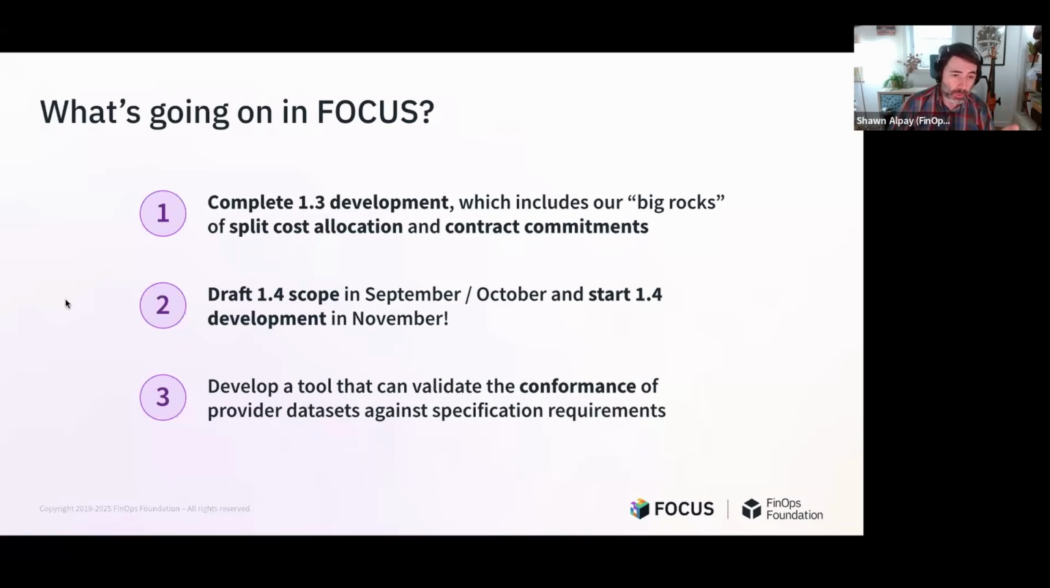In parallel path to that, we're working on our scope for 1.4 this month and next month, and we're going to start development of that in November, hoping to complete that in April of next year and bring that to you on stage at FinOps X next June.